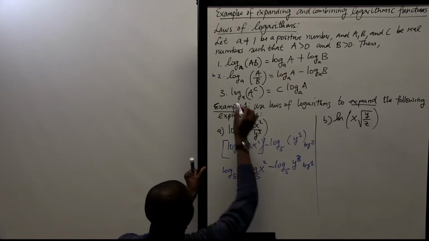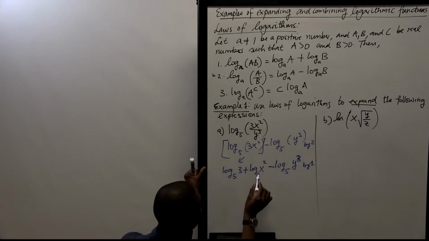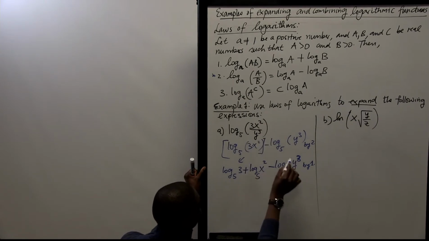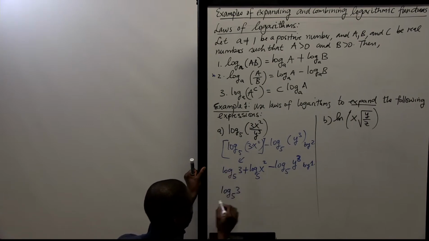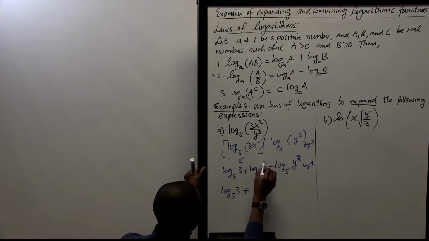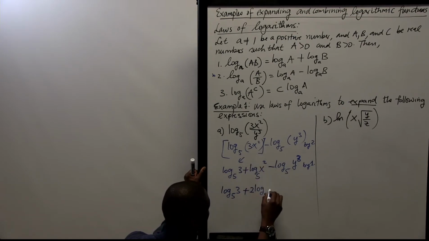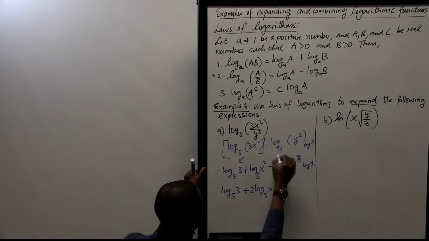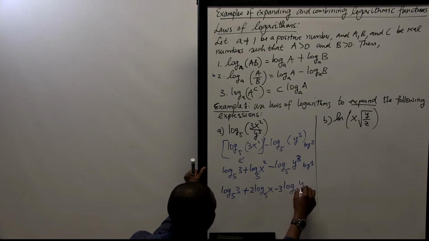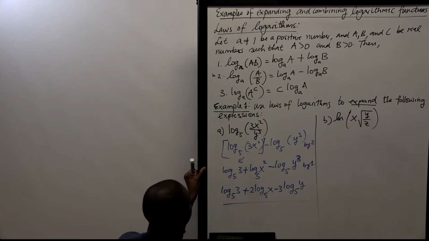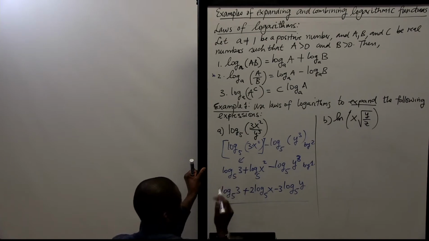Now finally we can apply property number 3 because we have things that have exponents. By property number 3 we can always pre-multiply by the exponents. So this becomes log base 5 of 3, the exponent is 1 so that doesn't change anything, plus the exponent here is 2, so we bring 2 down, so this becomes 2 times log base 5 of x. Here the exponent is 3, so we bring down 3, so this becomes minus 3 log base 5 of y. And that takes care of this example.